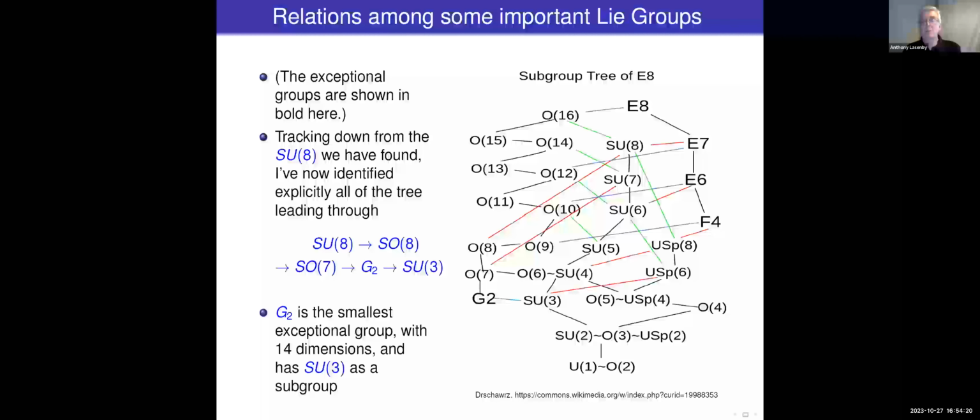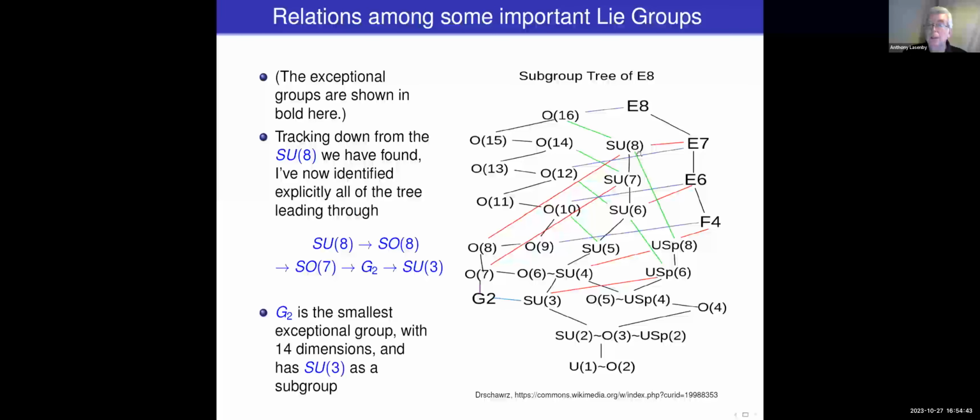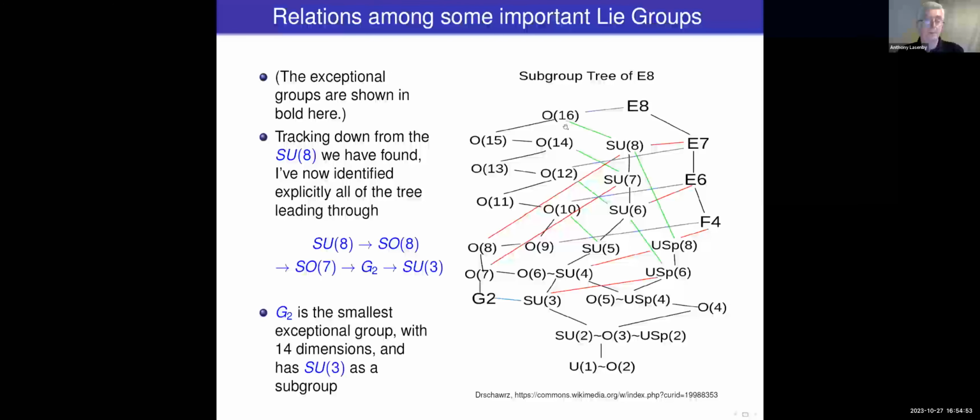And it occupies quite a high position in this diagram I find very useful of the relationship of various important groups. So this is taken from Wikipedia. I've given the attribution at the bottom. And it's a subgroup tree starting with E8, the exceptional group of order 8 at the top. And we can see that SU8 is not far below it, sitting as a subgroup of either E7 or the orthogonal group of order 16.